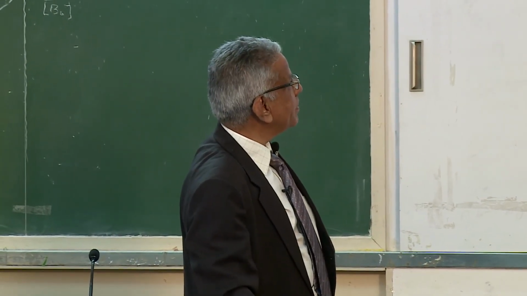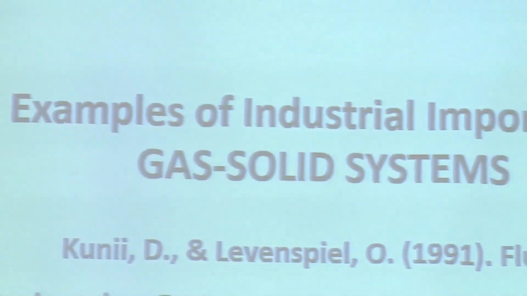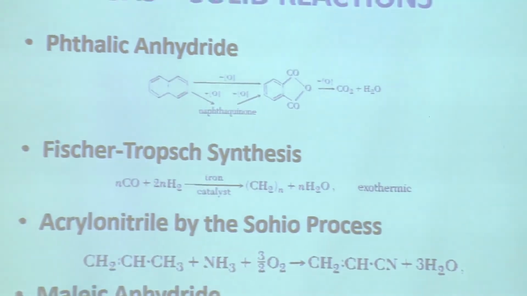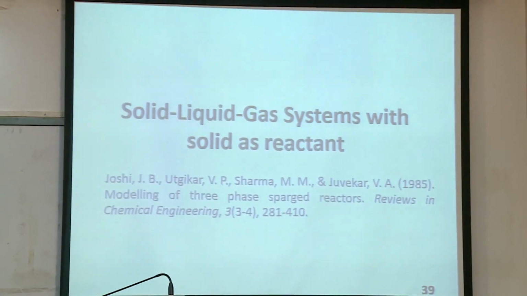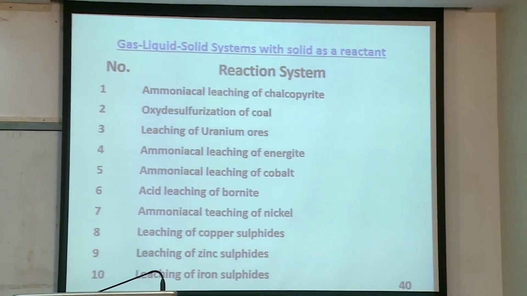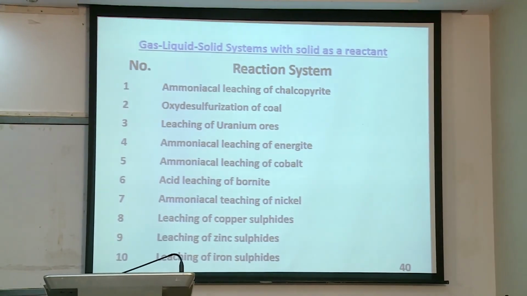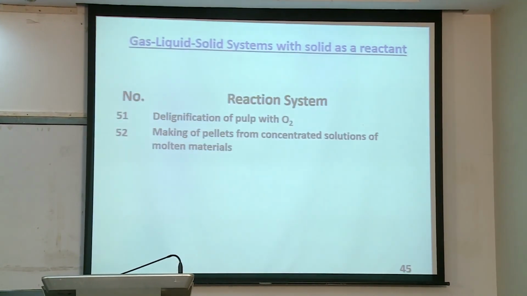Gas liquid systems, liquid reactions which are instantaneous, regime between 3 and 4, liquid systems, gas liquid systems, gas solid systems. You go through that. A large number of examples. Calcination, acid leaching of bornite, ammoniacal leaching of nickel, leaching of copper sulfide. So, as I have promised, there are more than 200 examples, all right.